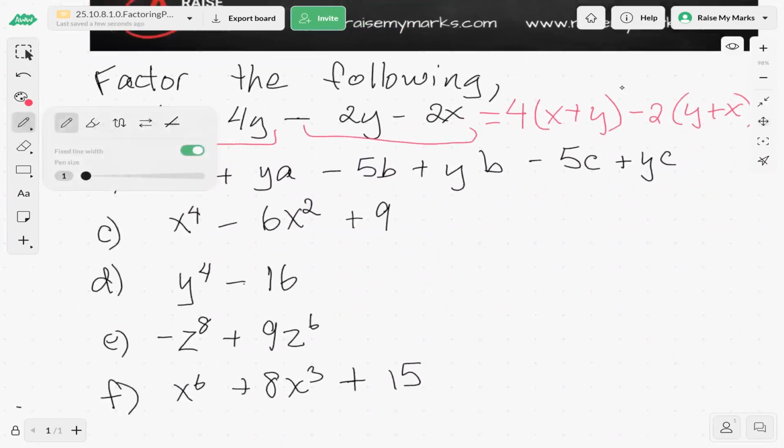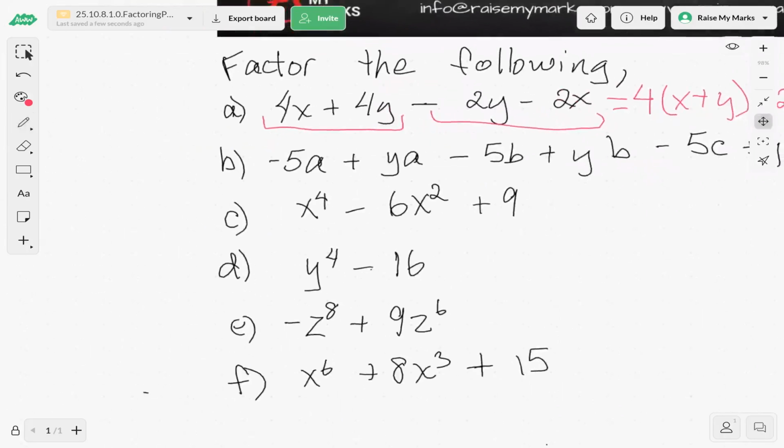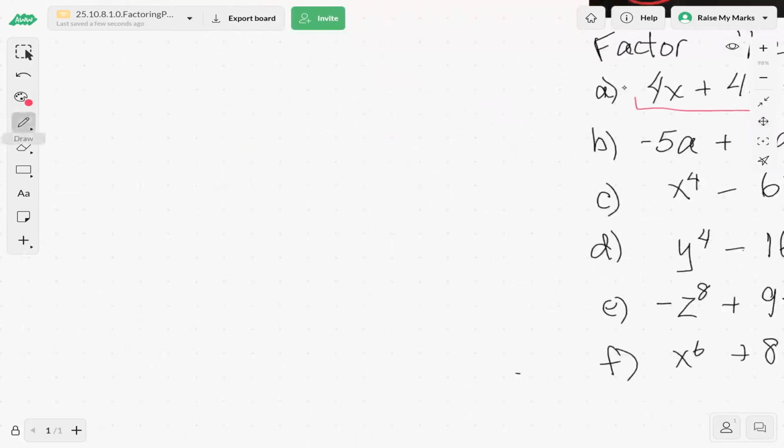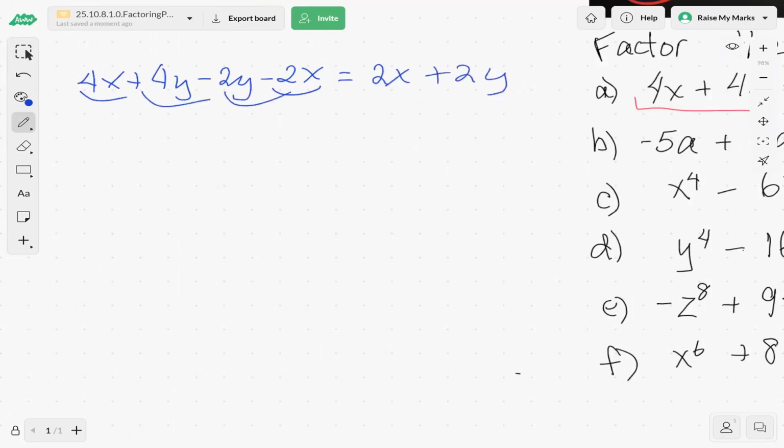Another way is to group the x's and y's together and see what we get. So where can we do that? We don't have a lot of space, so let's do it over to the left. Another way, so we use a different color. We started with 4x plus 4y minus 2y minus 2x. Let's group the x's, so we have 2x. Let's group the y's, plus 2y. Then we have a common factor of 2. We get 2 times x plus y. That's another way of doing part A.